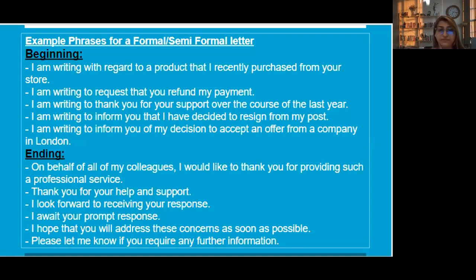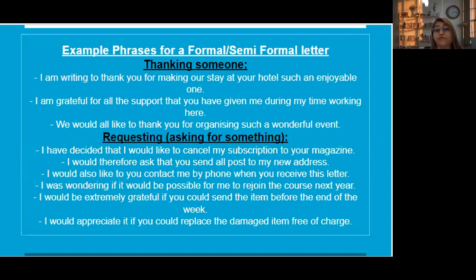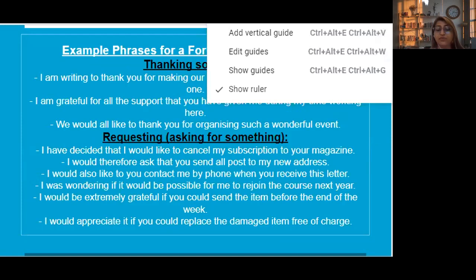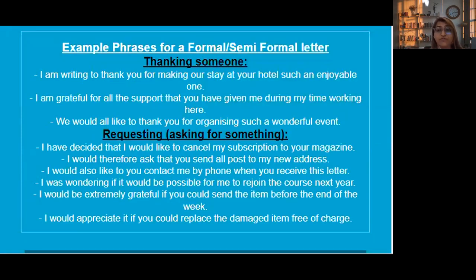Now, let's see some more statements for formal and semi-formal letters when you want to thank somebody. If you want to thank someone in a formal or semi-formal way, you can use: I'm writing to thank you for making us stay. I'm grateful for all the support you have given me.